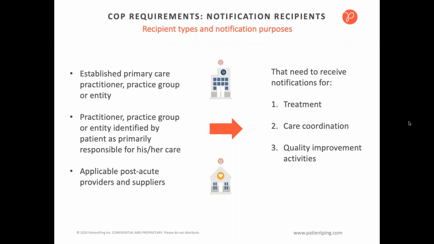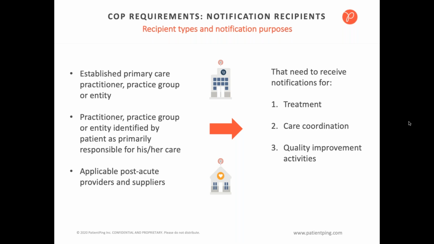The second category is practitioners, practice groups, or entities that the patient identifies as primarily providing his or her care. This is something the patient can specify at the point of care. And these recipients could also be PCPs, specialists, community-based mental health clinics, multi-specialty groups, and others.